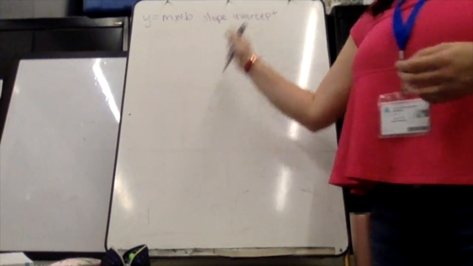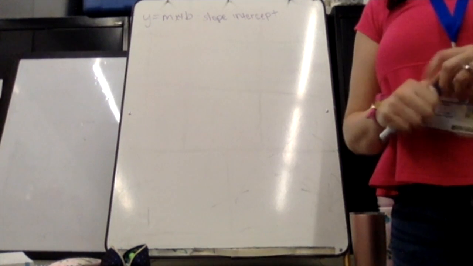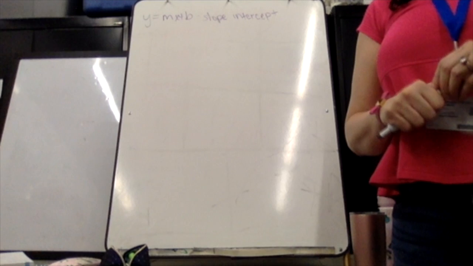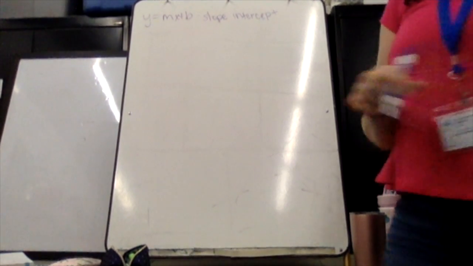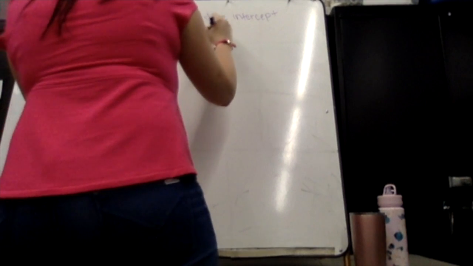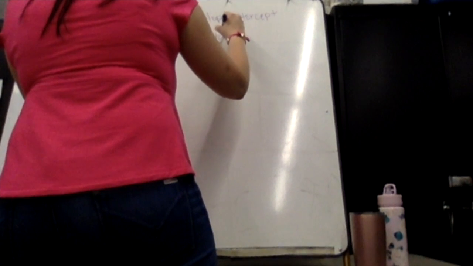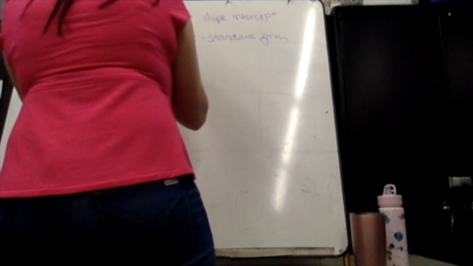Okay. Slope-intercept. So, any other equations that you guys remember? Standard form. Standard form. So you have ax plus by equals c. That is the standard form. And point slope form, right? Very good. And y minus y1 equals m times x minus x1.